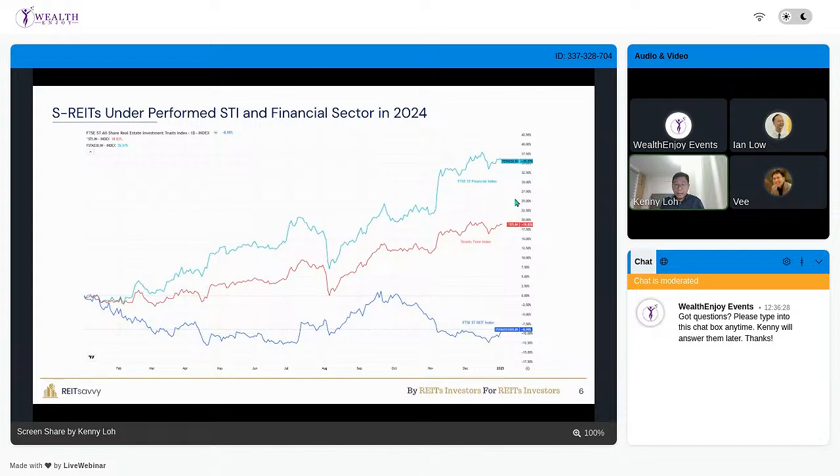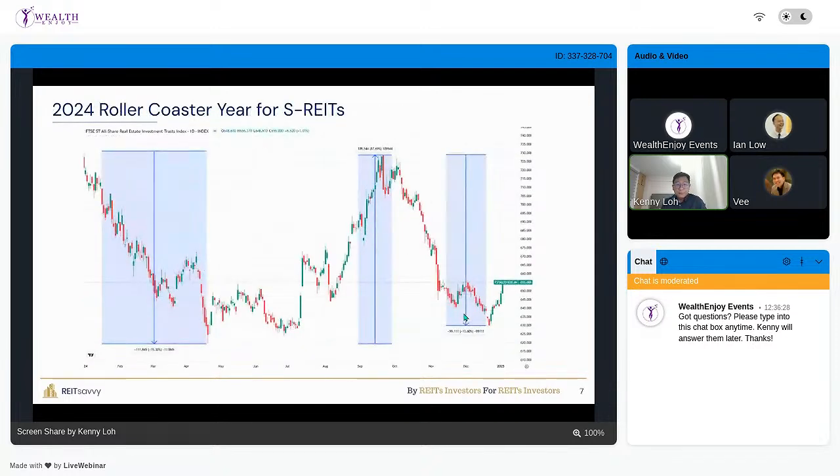For the financial sector, mainly driven by the top three banks in Singapore, there was a total return based on the price itself of 35% in 2024. But the REIT sector itself was really muted, at -9% throughout the whole year. So 2024, in short, was an underperforming year for the whole REIT sector. And 2024 was basically quite a roller coaster year for S-REITs.